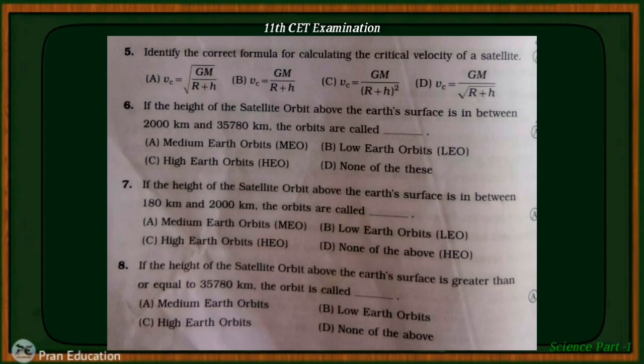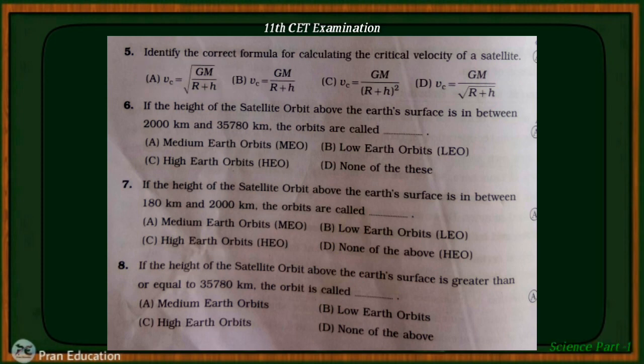Identify the correct formula for calculating the orbital velocity of a satellite. Options: A, v is equal to in root GM upon r plus h. B, vc is equal to GM upon r plus h. C, vc is equal to GM upon in bracket r plus h square. D, vc is equal to GM upon in root r plus h. The correct option is option A, vc is equal to in root GM upon r plus h.